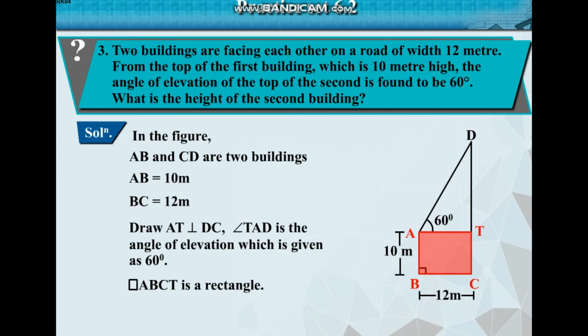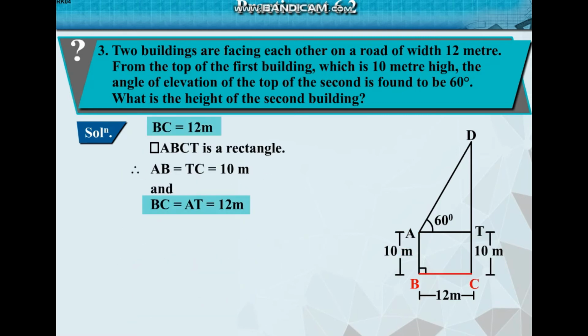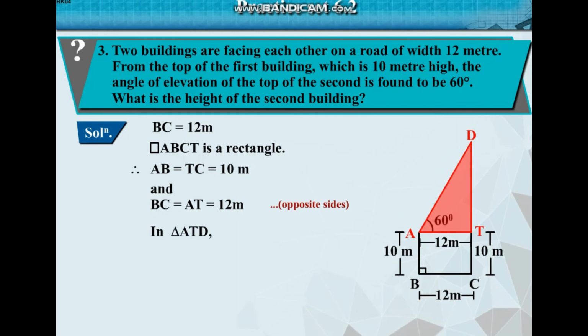Quadrilateral ABCT is a rectangle. Therefore, AB is equal to TC is equal to 10 meters and BC is equal to AT is equal to 12 meters, opposite sides. In triangle ATD, angle ATD is equal to 90 degrees. Angle TAD is equal to 60 degrees.